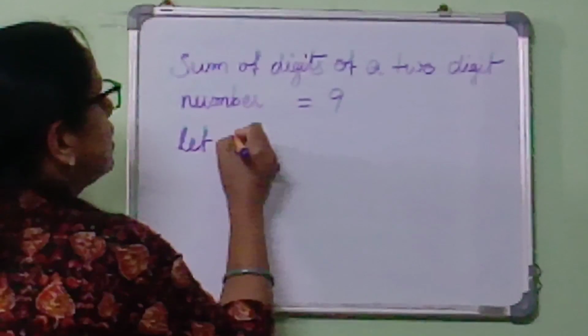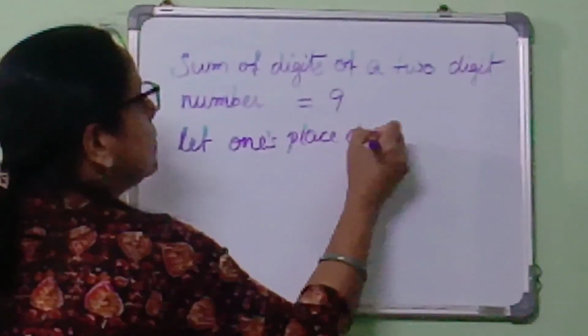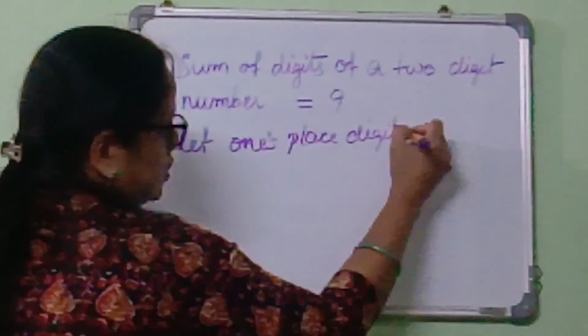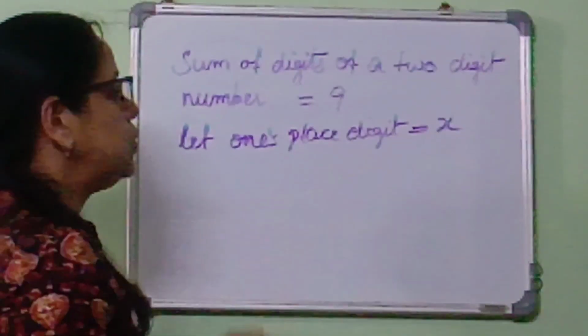Let the ones place digit be x. This is the first step. Take the ones place digit as x.